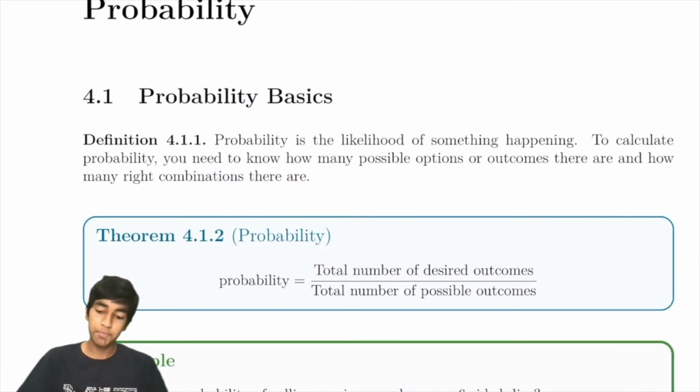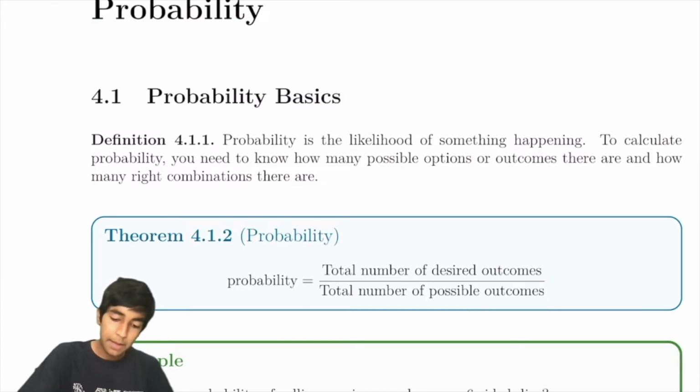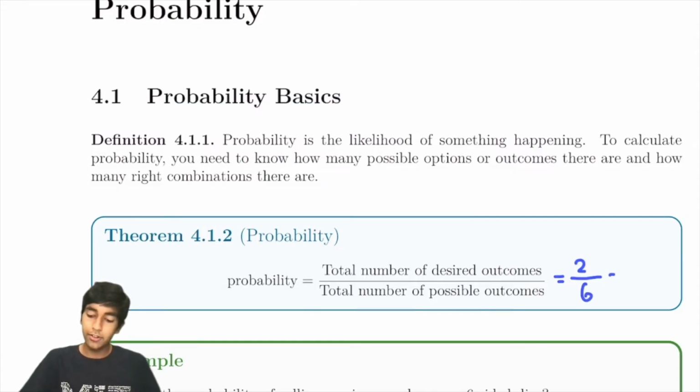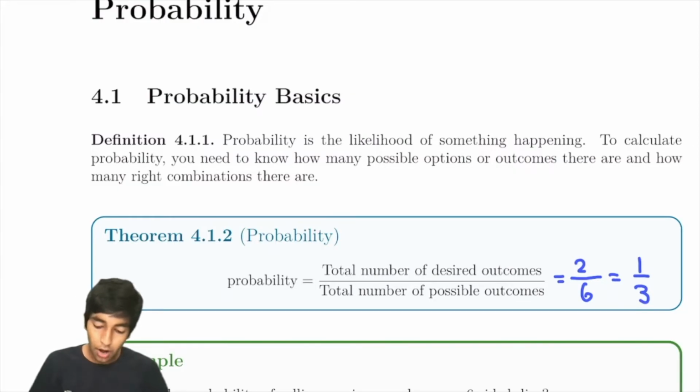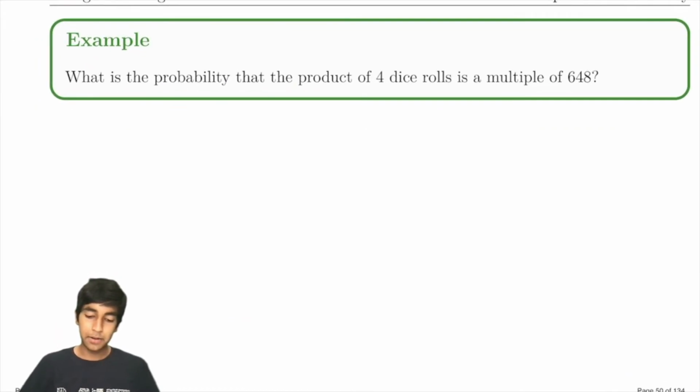What is probability? Probability is the chance of something happening, and it can be calculated by finding the number of desired outcomes or successful outcomes divided by all of the possible outcomes. For example, the probability of rolling a multiple of 3 on a 6-sided dice, well, how many successful outcomes are there? 3 or 6, so 2 successful outcomes. How many possible outcomes are there? 6 choices for a dice, so our answer is just 2/6 or 1/3. Now obviously that was a very simple example, but let's explore some more interesting problems.